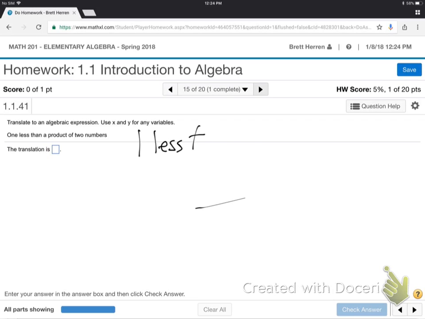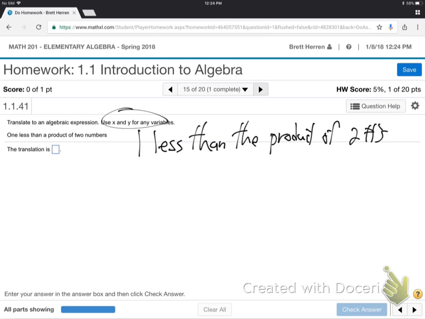One less than the product of two numbers. Now, for the two numbers, it tells me right here, use x and y. Okay, what does product mean? Multiply. Product means multiply. So it says 1 less than. There's that than. What does that mean? To the back. The minus 1.